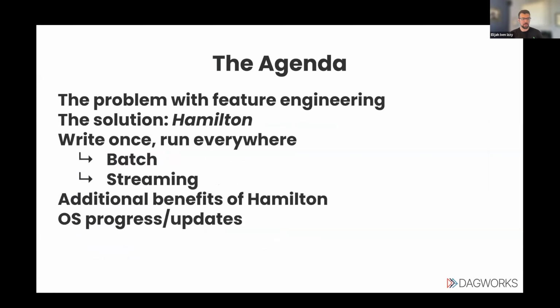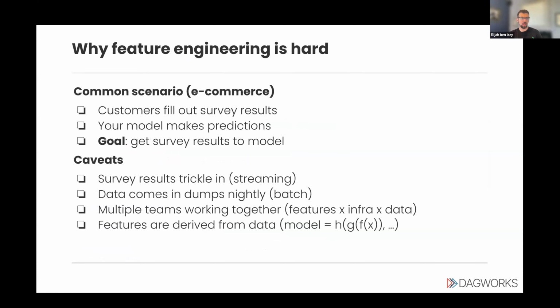So what are the challenges with feature engineering? Well, I want to look at a common scenario that's based off of something that I saw at a previous role in e-commerce, but I think is generally fairly widely applicable. Customers will fill out survey results when they're signing up, when they have something they want to tell you. Your model makes predictions, and the goal is to get the survey results, featurize them, and send them to the model so you can make accurate predictions.